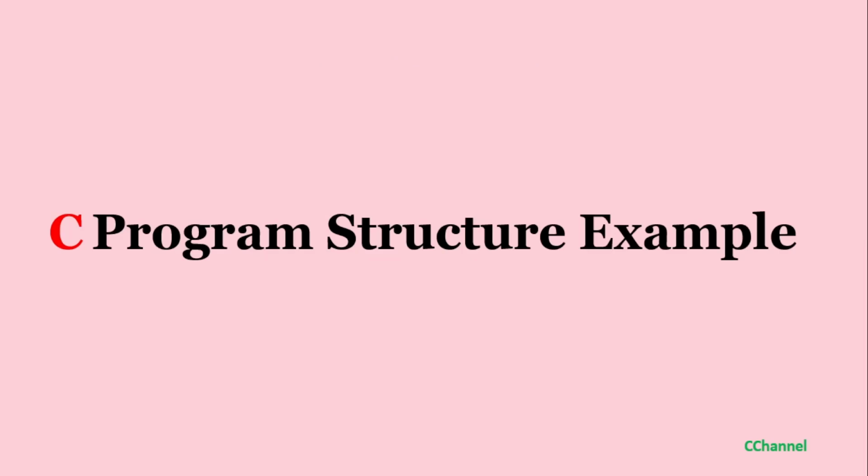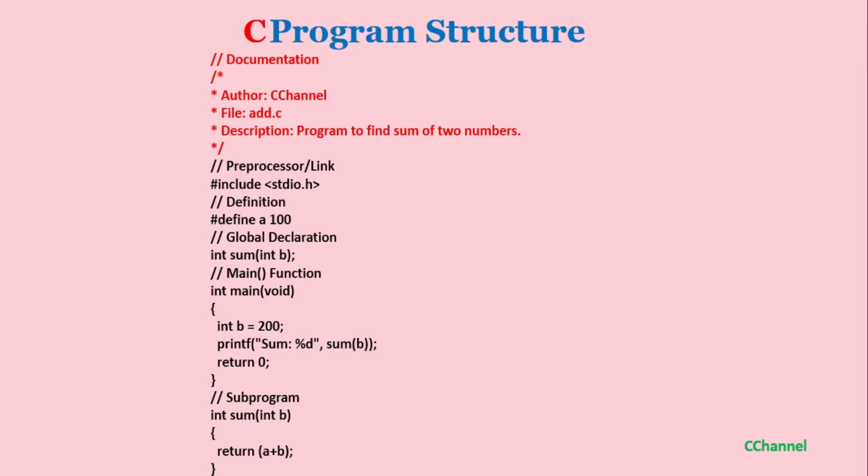Now coming to example of C program structure. This is the example of C program structure. First section is documentation section. You see here single line and multi-line comments were used. It contains details like author, CChannel, file name, add.c, and description of the program is program to find sum of two numbers. Preprocessor or link section. It includes header file stdio.h.